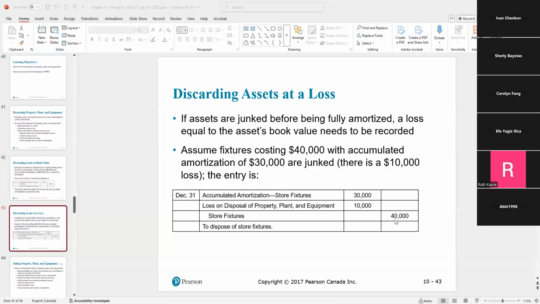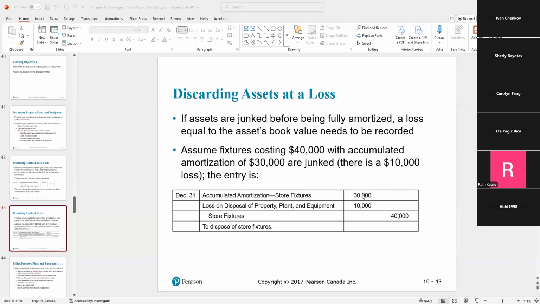Let's pretend that up to this point we amortized and transferred from the cost of the asset into the expenses $30,000. We're going to write off the asset $40,000. We're going to write off the accumulated amortization, which was transferred as amortization expense up to this point. And the remaining amount is going to be pure loss.